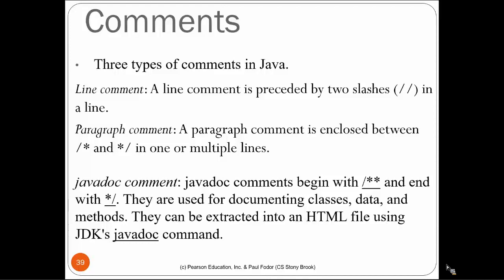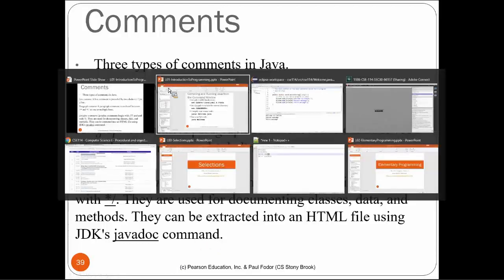Paragraph comments are enclosed within slash star and star slash, in one or multiple lines. And Javadoc comments begin with slash double star and end with star slash. They are used to document classes and methods. They can be extracted into an HTML file using the javadoc command.